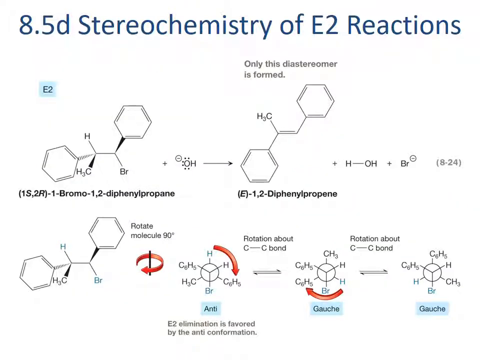Looking back at our original example, there is exactly one conformation where the acidic hydrogen and bromine are anti, and the product is essentially a flattened out version of just this conformation. So we know that we need our hydrogen and bromine to be anti to each other, and that's going to drive which conformation we see.